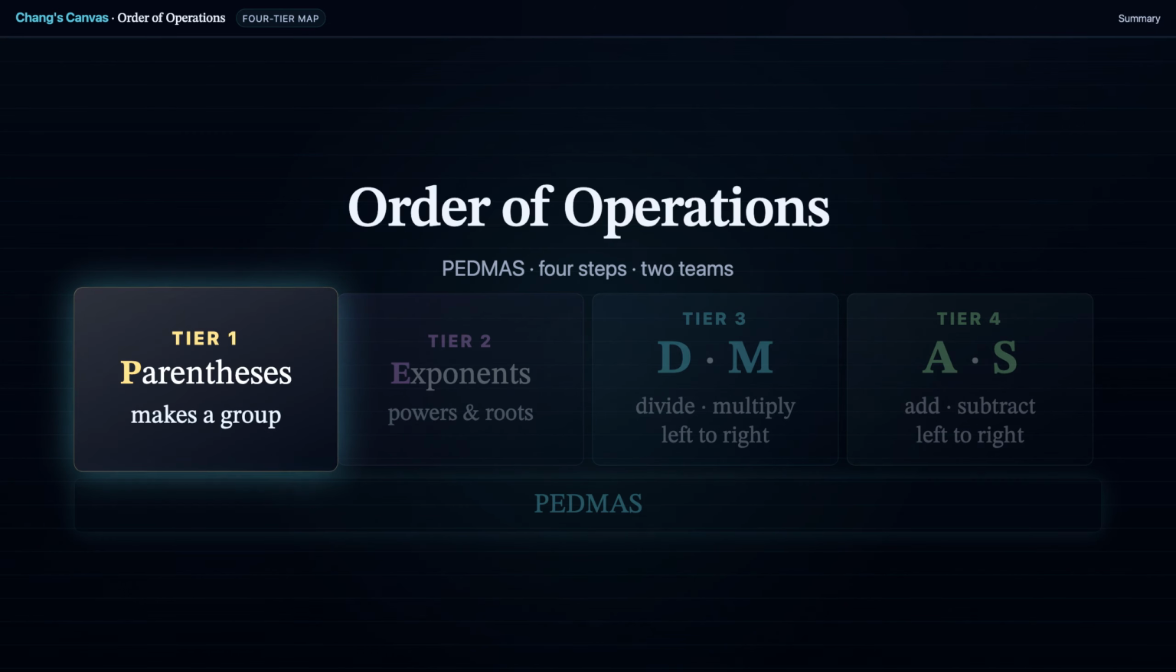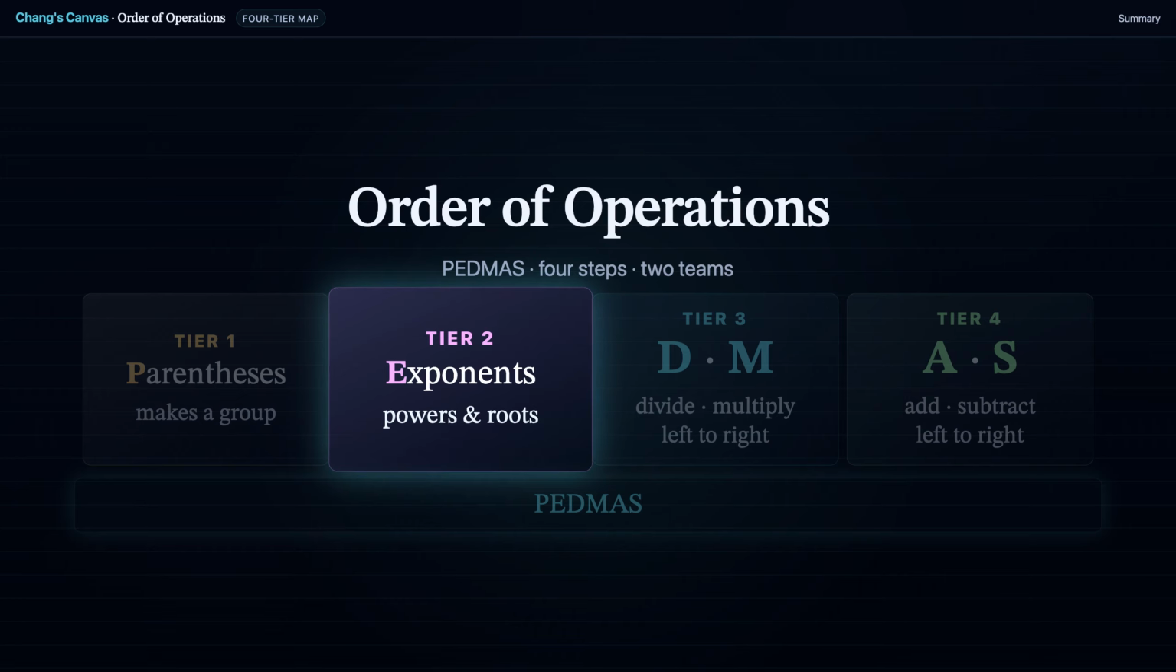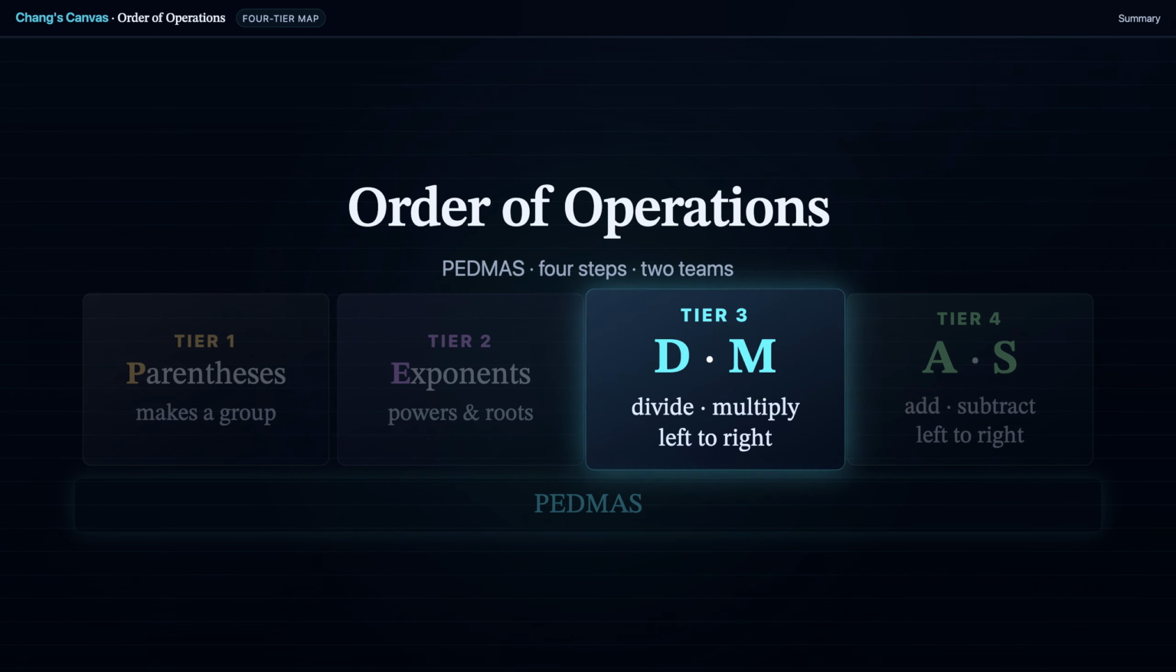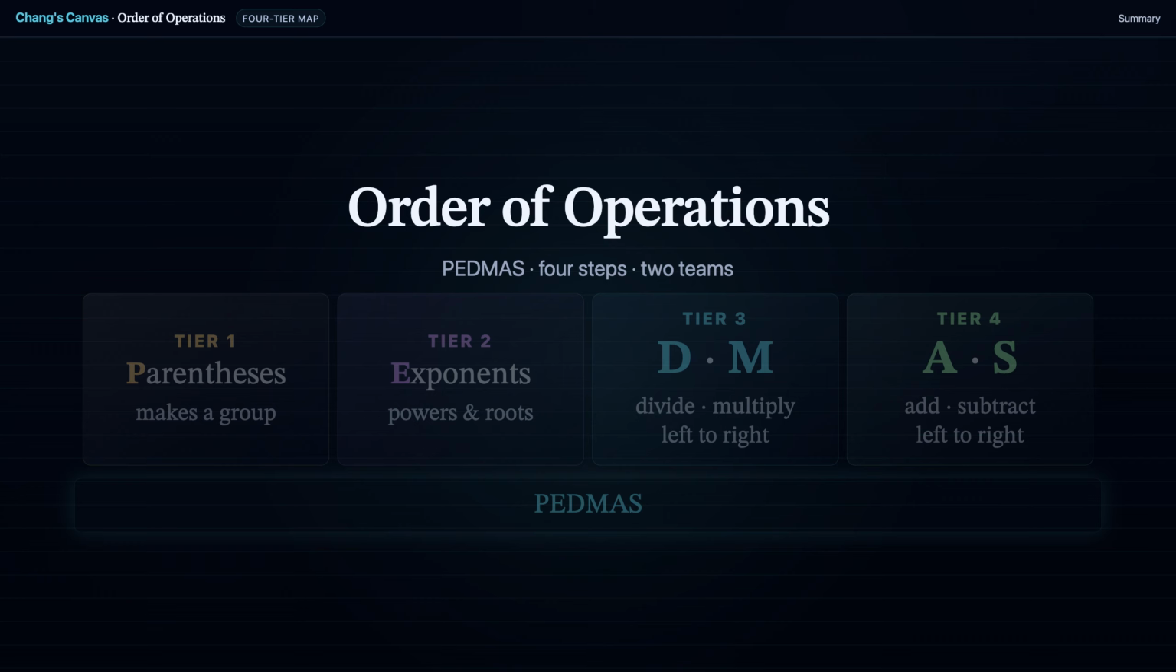P points to parentheses and all grouping symbols. E points to exponents, powers, and roots. D and M share the next level. A and S share the final level. After this lesson, expressions like the one coming next should feel clear.